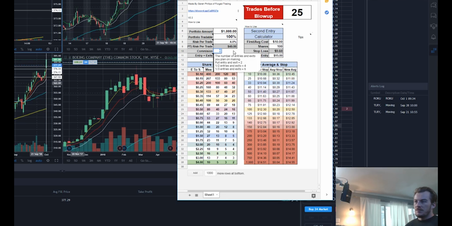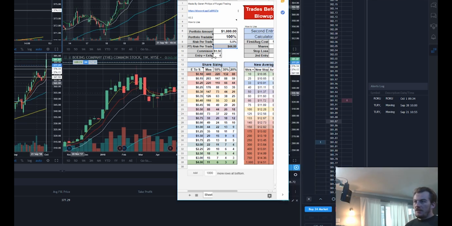For small accounts, commissions can start to eat you alive. These two tabs basically help factor in what your commissions would be. I trade with Tradenet, which is $1.50 per trade, and I'm currently entering and exiting twice, which is a total of 4. So when I input these numbers in here, you see that my risk per trade is down now to $34. So that's a little low, which means I need to up my percentage a little bit. So now we're at $44, which is good. And that's about 20 trades before the account blows up.